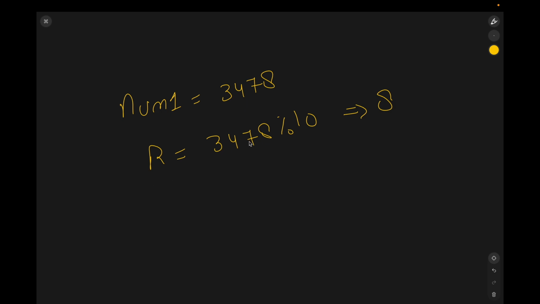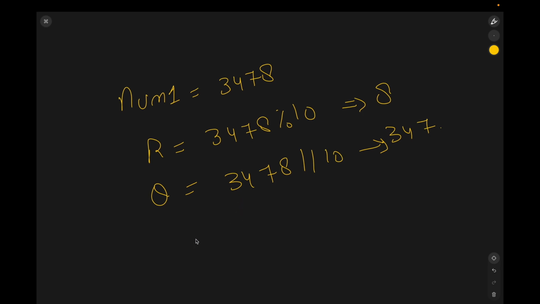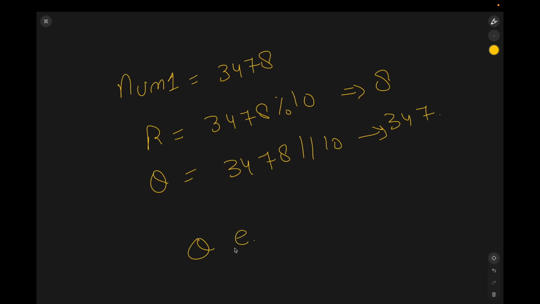Let's see if we can do it like this as well. What I'm saying is I will take it as an integer itself. So I will say num1 is equal to 3, 4, 7, 8. Now the remainder will be equal to 3, 4, 7, 8 modulus 10, which means it will be equal to 8. And to get this 3, 4, 7, I will say the coefficient is equal to 3, 4, 7, 8 floor division with 10, which gives 3, 4, 7. And after that, I will do coefficient of e, right?